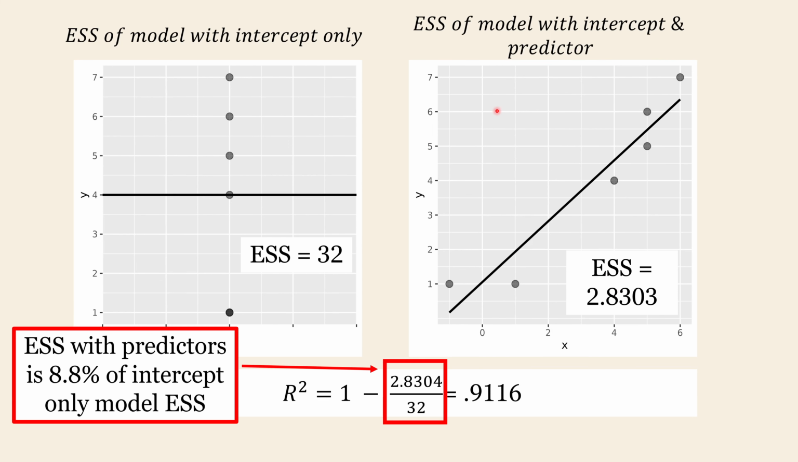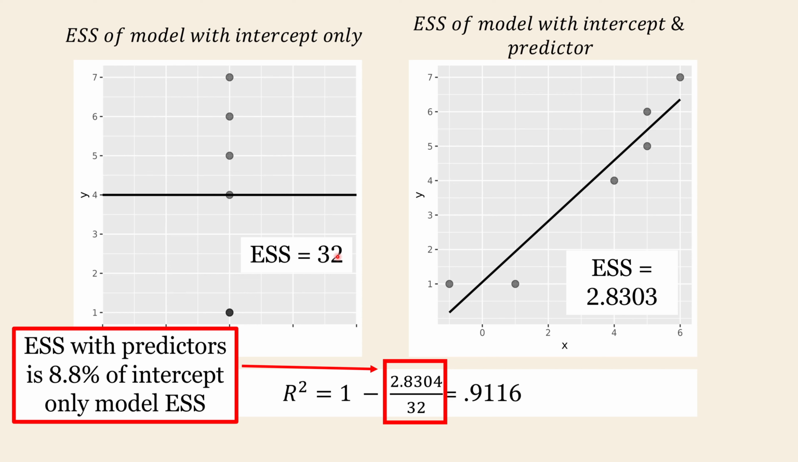So if we take the error sums of squares for the model that we want to calculate r² for, and divide it by the error sums of squares for the regression model with just an intercept, we can see in this example that these error sums of squares are 8.8% of the size of these sums of squares. In other words, 2.83 is 8.8% of 32. This shows that the error sums of squares have decreased by really quite a bit.